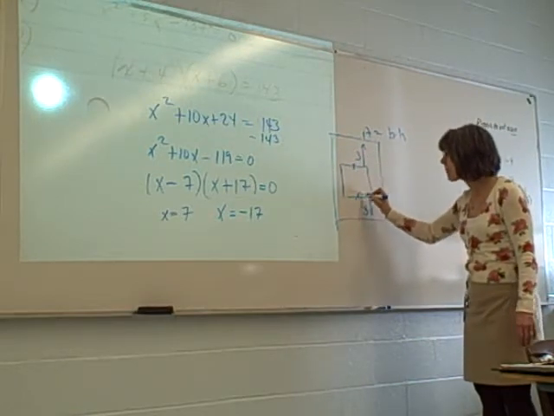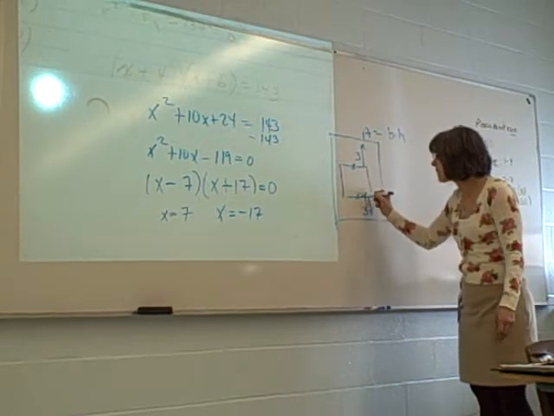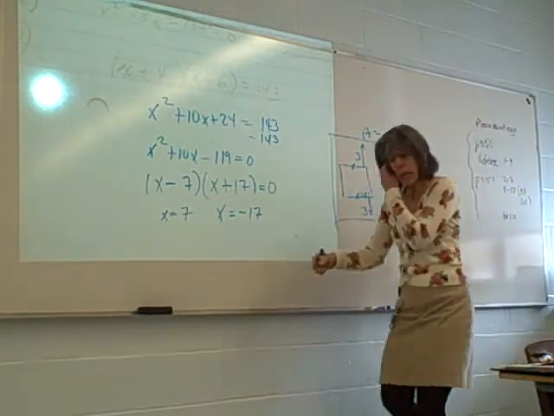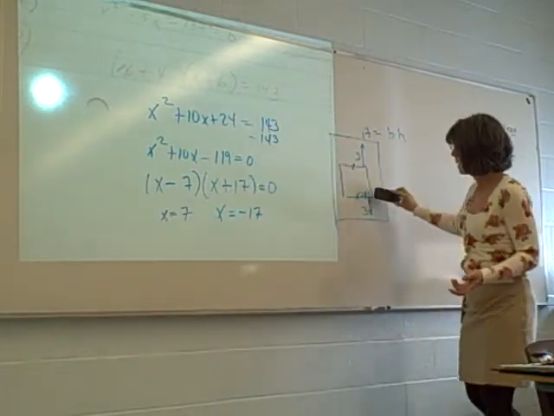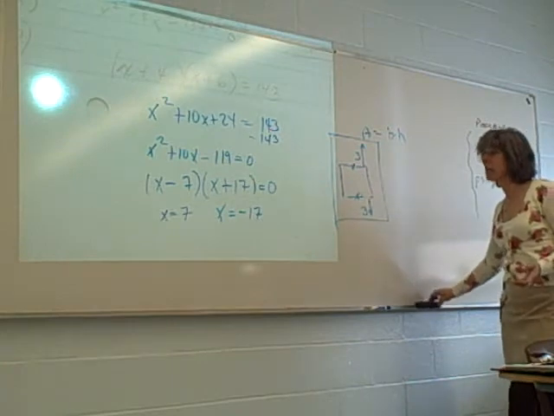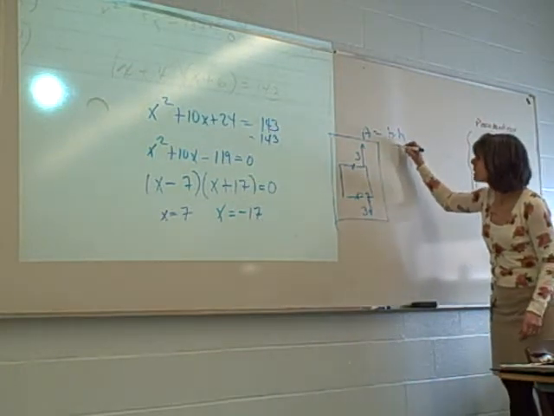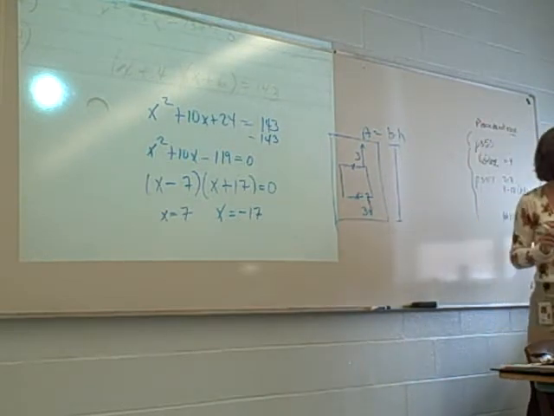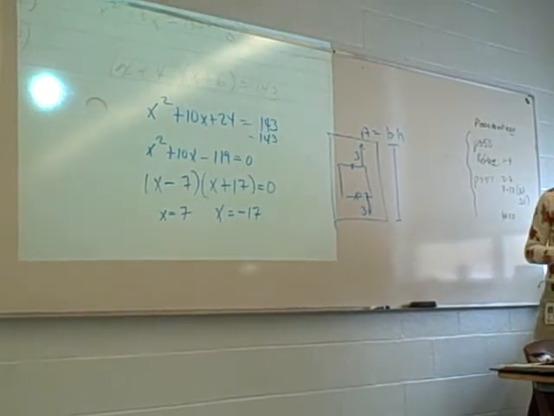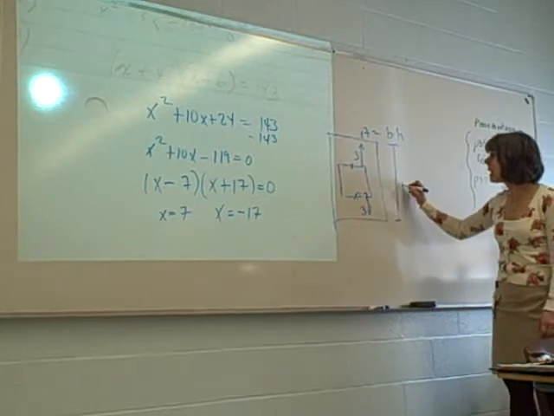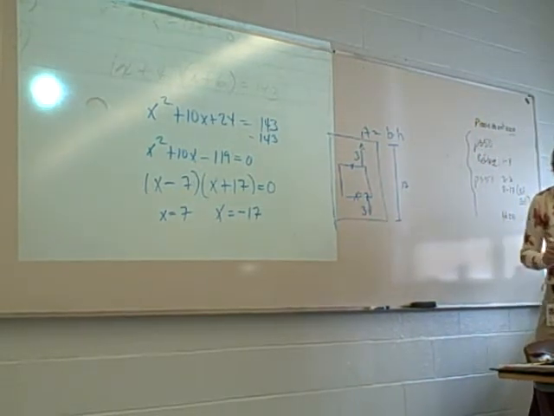If this is 7, if it's a negative 17, is that possible? No, we don't have negative dimensions. Okay, so it must be that x is equal to 7. Okay, so going back to this, what is one dimension? 7 plus 6 is 13. So this must be 13.